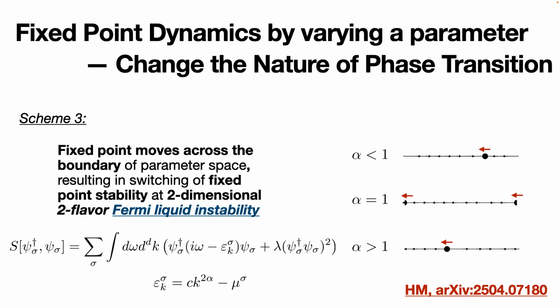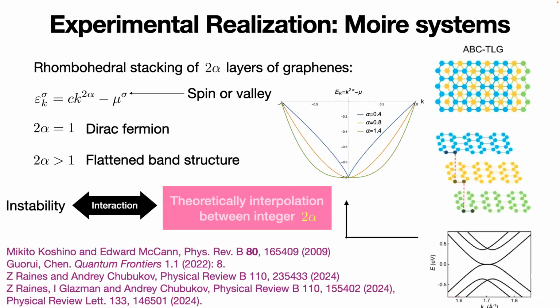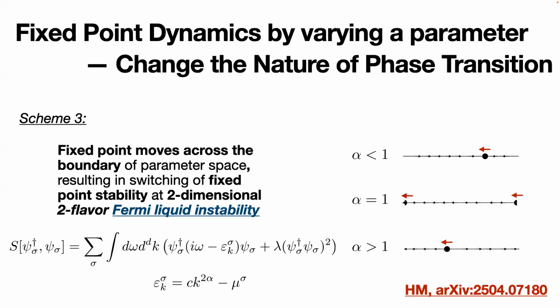Before I go into the technical detail, regarding the action earlier, your action seems to be non-dynamic. Is that a feature of Fermi liquids? Is there no derivative in it? This is in momentum space. Okay, so I omega is there. Right. Any other questions?